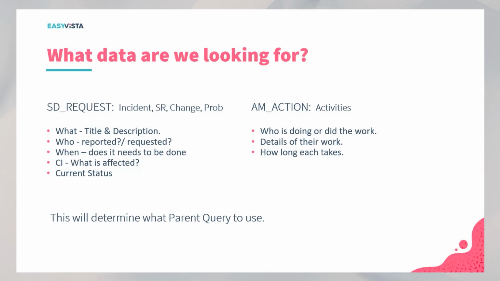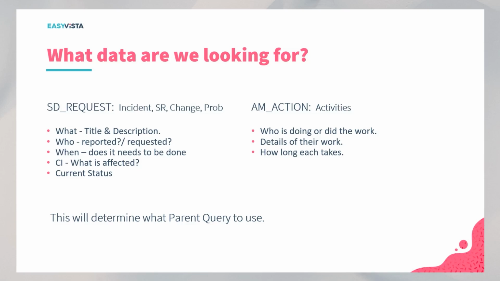But when you're looking at SD request, that's the ticket. That's the main ticket. That's the title, description of the ticket, who this ticket is reported or requested for. When does it need to be done? We see the CI, what's affected, and its current status. Where is it in its life cycle?